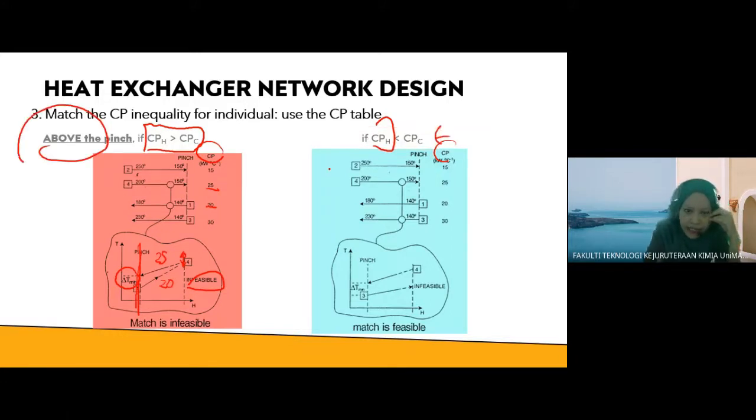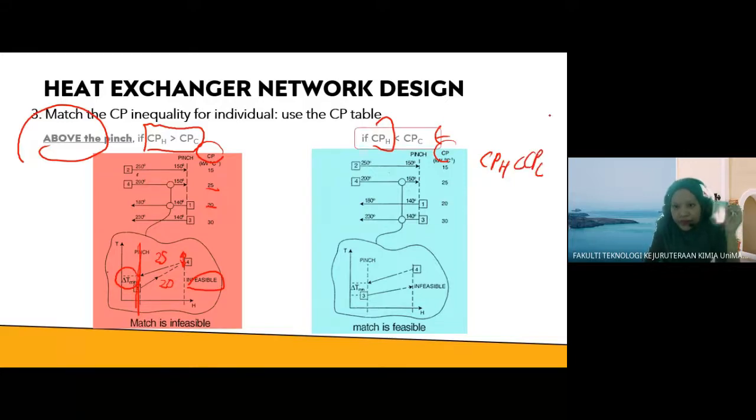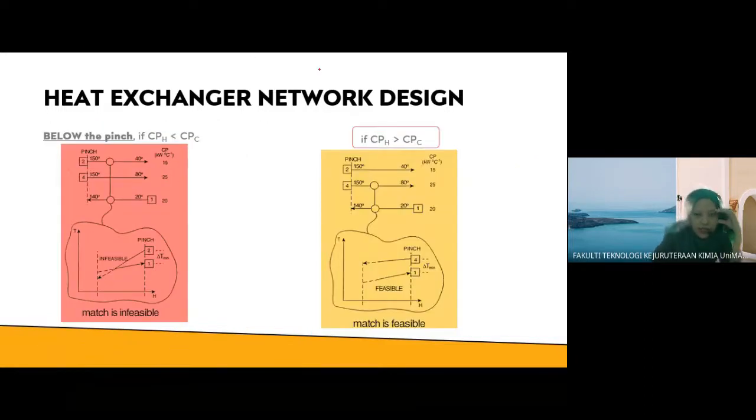So above the pinch, you must design your heat exchanger in such a way that your CPH must be less than CPC. So if you look at the TH diagram, as you move away from the pinch, you can see that you have an increase in the value of delta T min, meaning that it is feasible. So above the pinch, your CPH must be lower than CPC. But for below the pinch, your CPH must be greater than CPC.